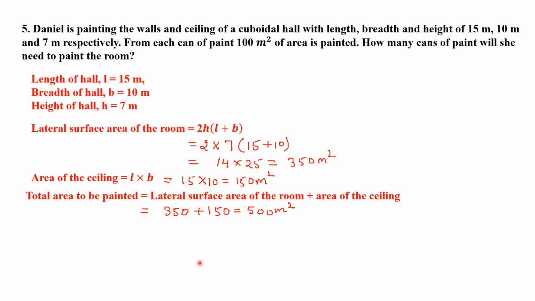Simple, right? So to find the number of cans needed will be area to be painted divided by area painted by 1 can. And from here we can see area to be painted will be 500 meter square and area painted by 1 can is 100 meter square. So from here I can get that I need 5 cans to paint the entire room, right? Now moving to the next question.